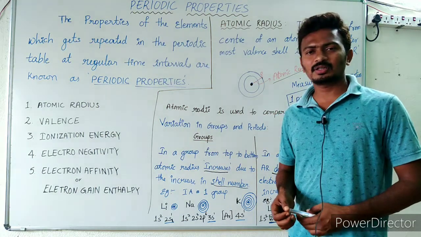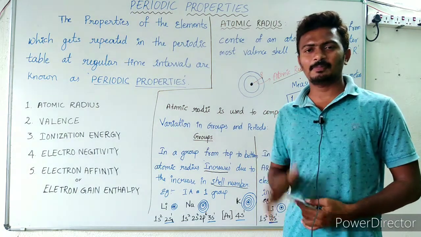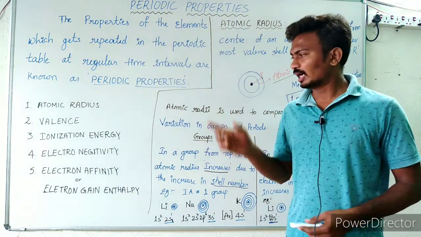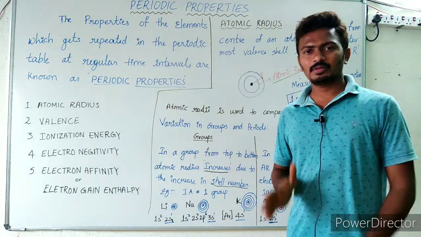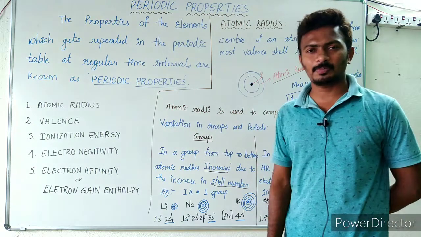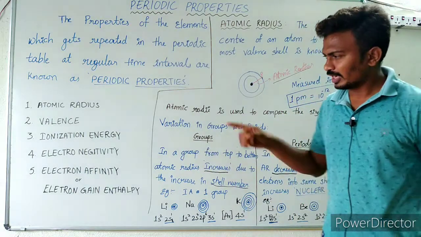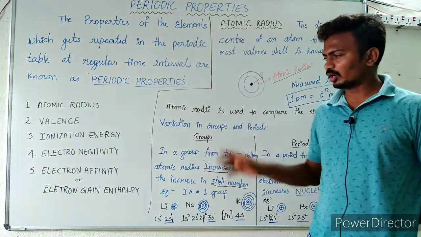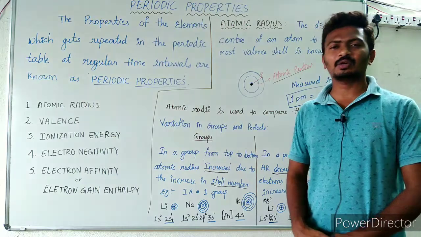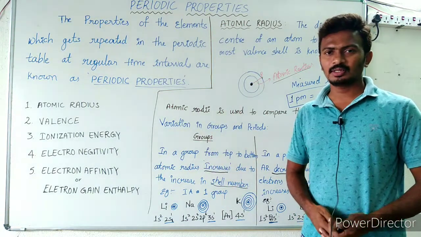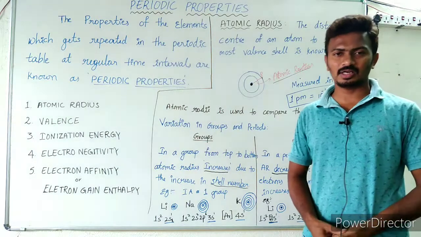Now we are going to discuss the 5 periodic properties, and in this video we will be discussing only atomic radius. We have 5 major periodic properties. They are atomic radius, valence, ionization energy, electronegativity, and electron gain enthalpy, which we also call electron affinity. Now let us see about atomic radius.